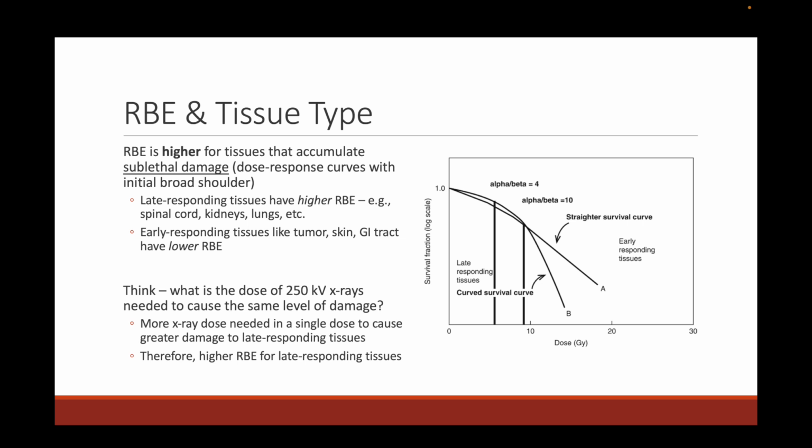Or would we need a higher dose of 250 kV x-rays to damage our late responding tissues like spinal cord, kidneys, and lungs? And if you understand how late responding tissues work, you know that more x-ray dose is needed in a single dose fraction to cause greater damage to our late responding tissues. And therefore, the RBE is higher for late responding tissues. And if you want to understand why, it's really because those late responding tissues have less of a capacity to repair sublethal damage.